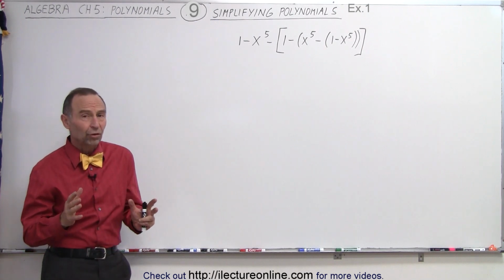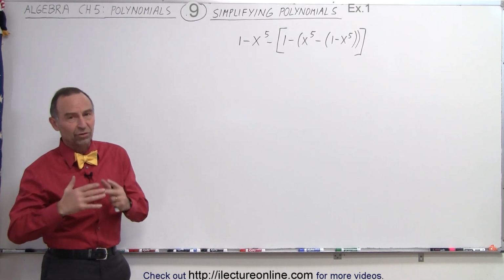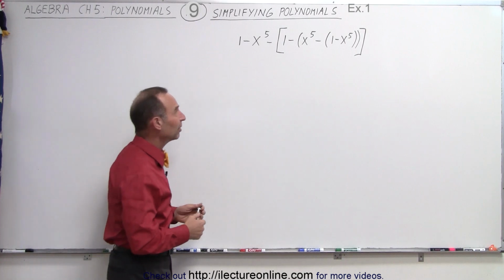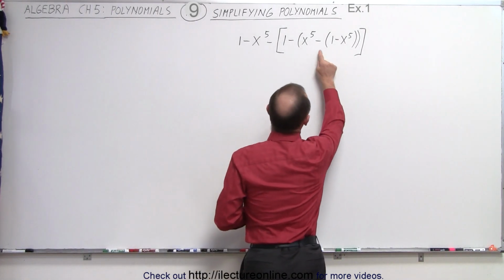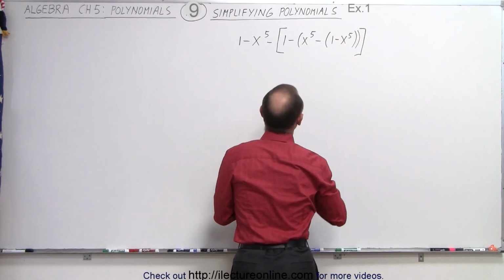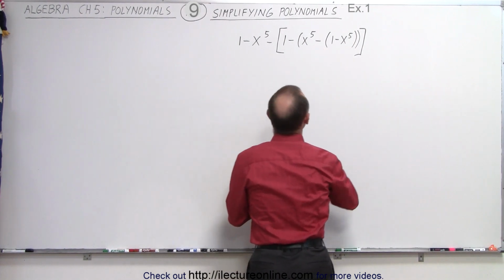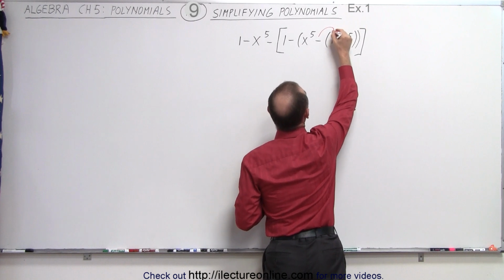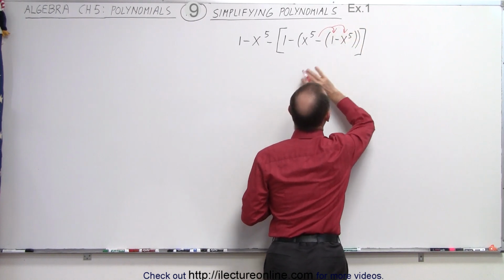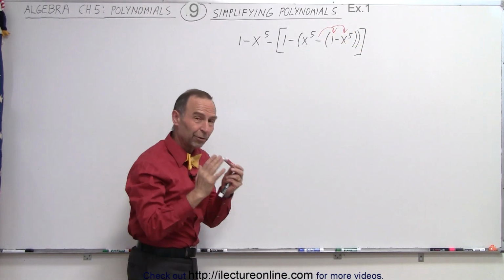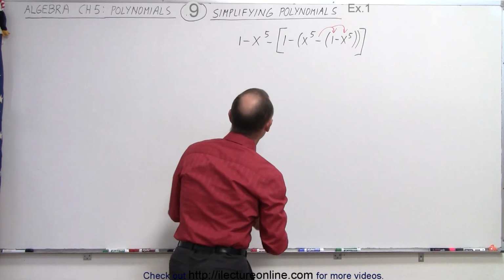Well, the idea is to start from the inside towards the outside, just like we always do when we deal with parentheses. So first, what we're going to do is take care of what we have in here. In other words, we're going to apply this negative sign, let me use red here, to what's inside the parentheses here and leave everything else alone. So starting from the inside, working our way outward.